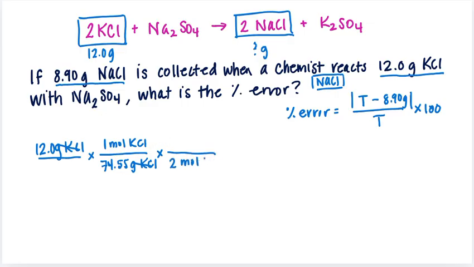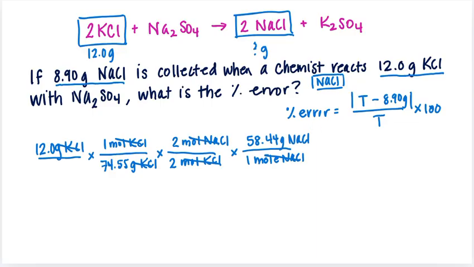For every 2 moles of KCl, I know in this reaction I'm going to produce 2 moles of NaCl. My moles of KCl cancel out with my moles of KCl. Remember, my end goal is to get grams of NaCl so that I can plug it into my theoretical value here. Now I'm going to go to the periodic table. I'm going to add up 1 Na and 1 Cl, and when I do that, I get 58.44 grams of NaCl. Now I have grams of NaCl, and that was my end goal, so I am ready to solve.